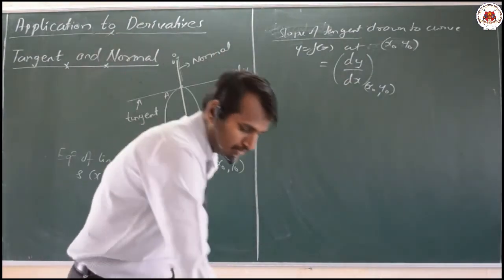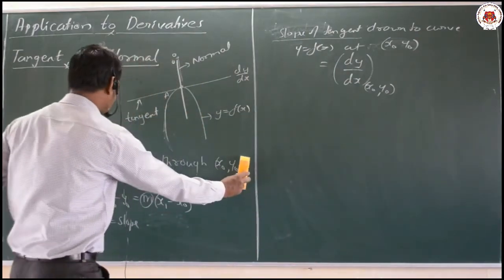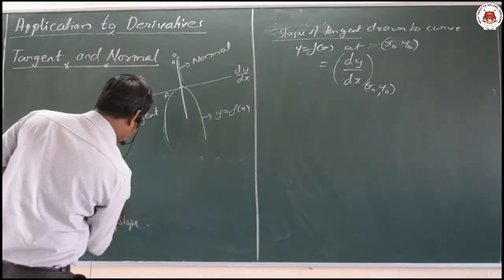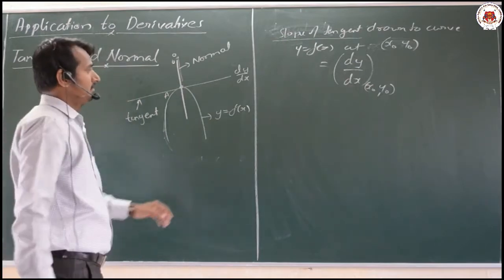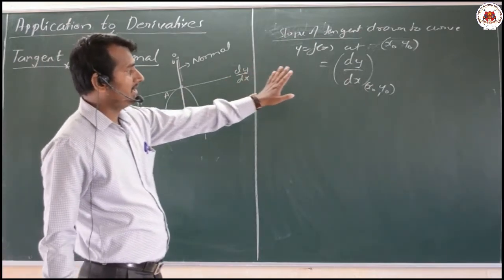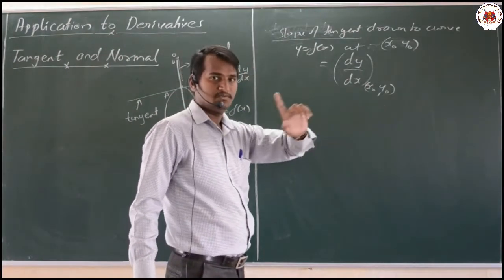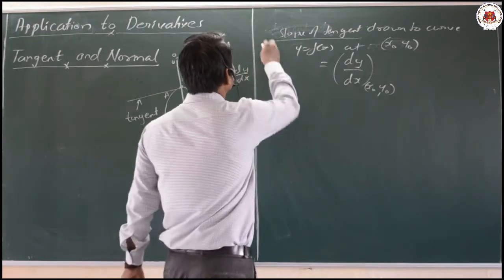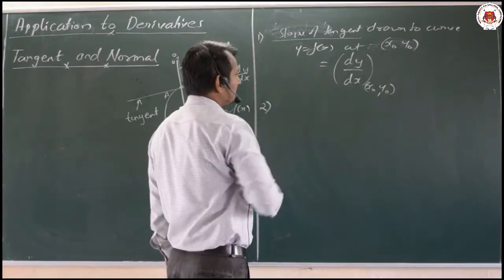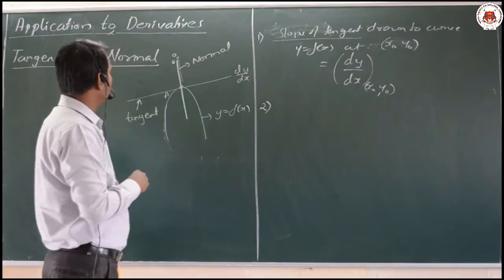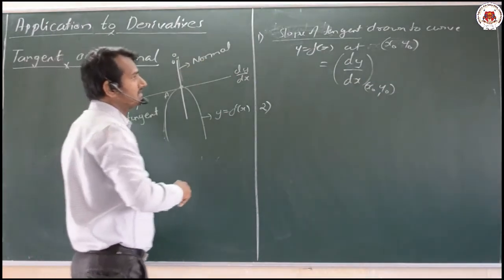Now the problem is very simple. The first point to remember is that the slope of the tangent is given by dy by dx at x naught y naught. The second point is the normal. Now we have learned the slope of the tangent, and next the slope of the normal.